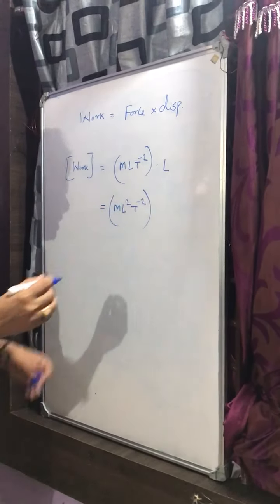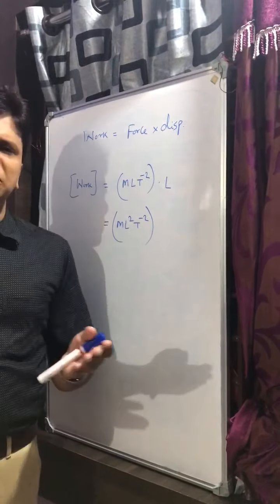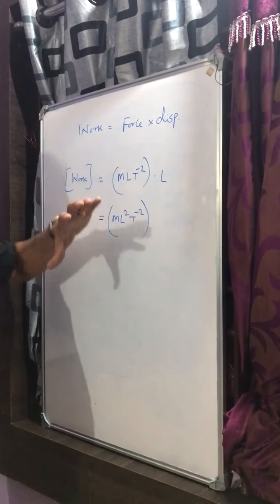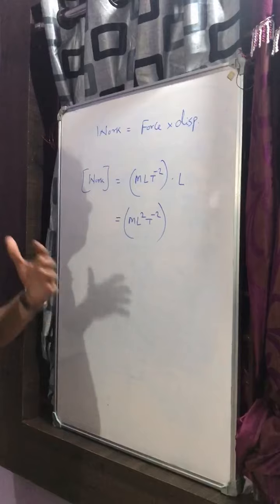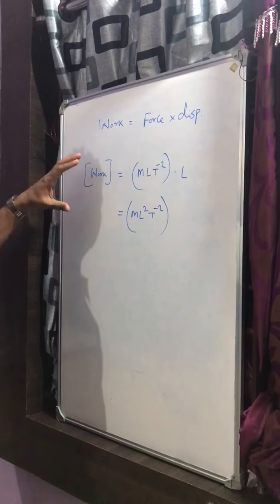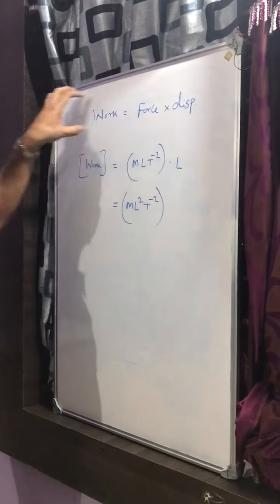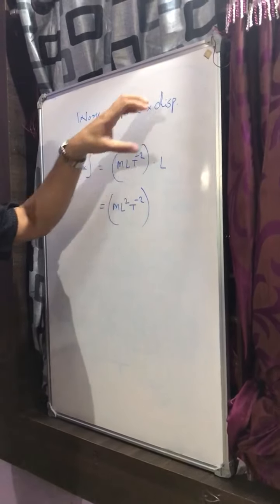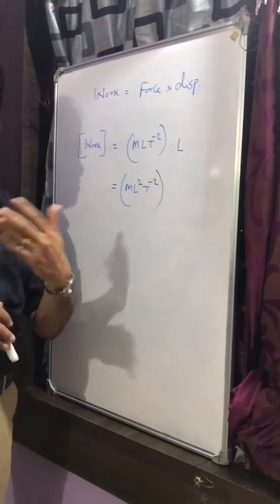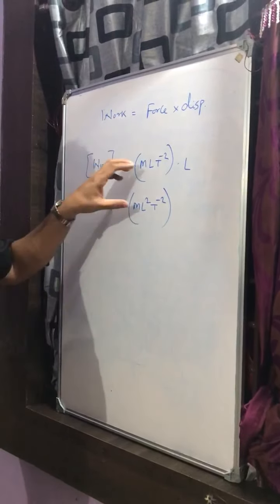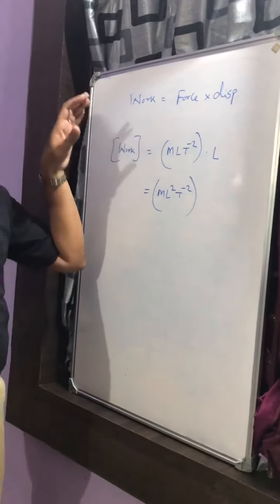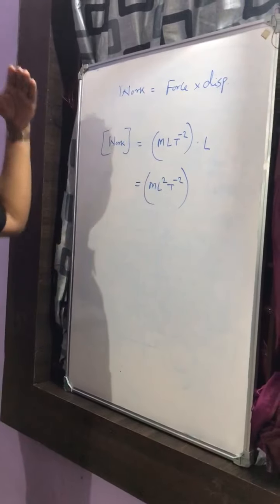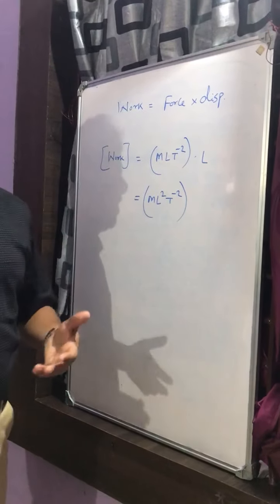In this way, we can find out the dimensional formula of a number of physical quantities that are given in our book or in the syllabus. You only have to remember the formula of that physical quantity. Then by expressing it in terms of the fundamental physical quantities, we can write out the dimensional formula of any physical quantity.